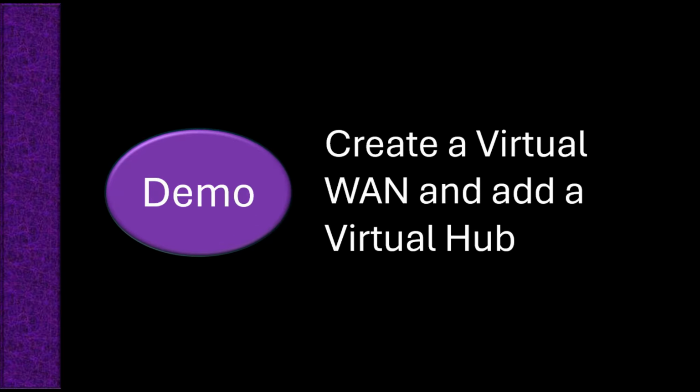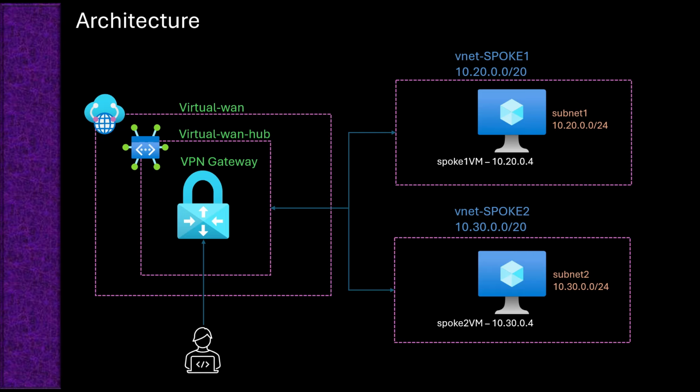In this video, we will create the virtual WAN resource and add a virtual hub to it. But before doing that, let's understand our intention. Let's understand this architecture first. In the demonstration, what is it that we're going to do?